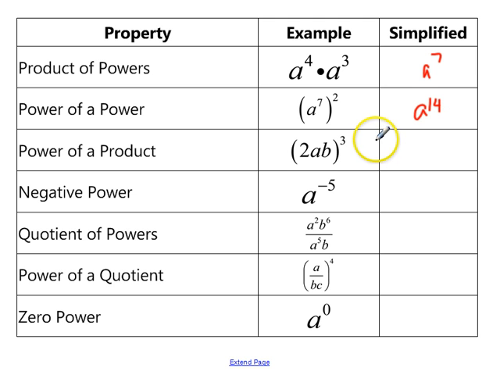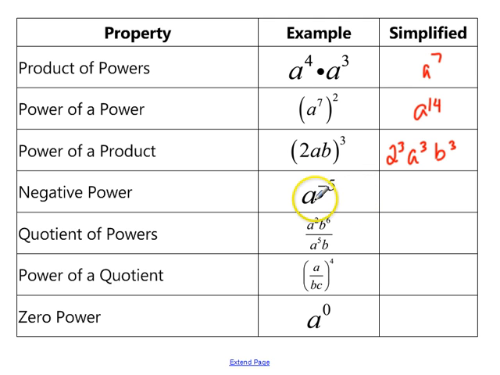A power of a product. So when you have multiple terms that are multiplied and then there's a set of parentheses around it with an exponent, you're actually going to distribute that exponent to each term inside. So this will be 2 cubed, a cubed, and b cubed. And then we can always further simplify 2 cubed.